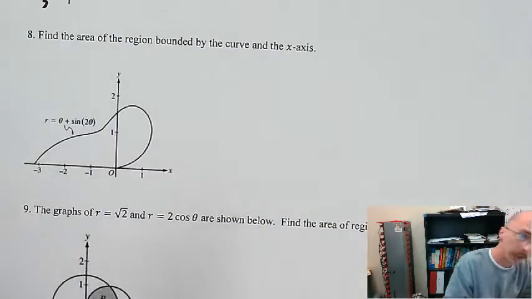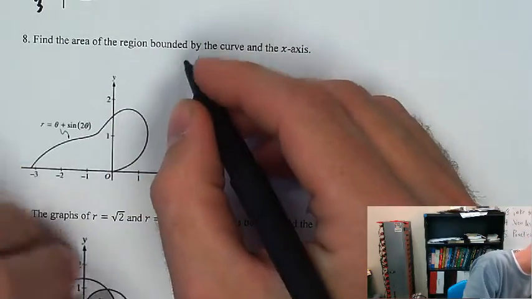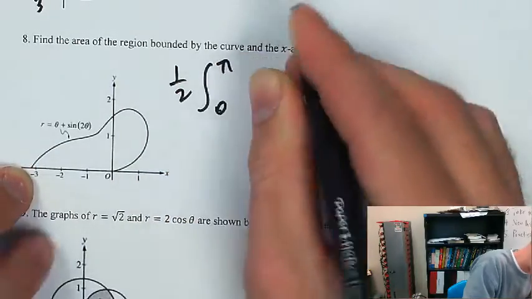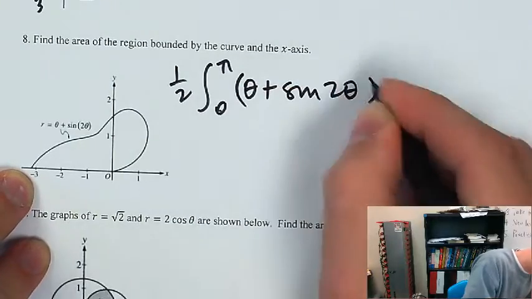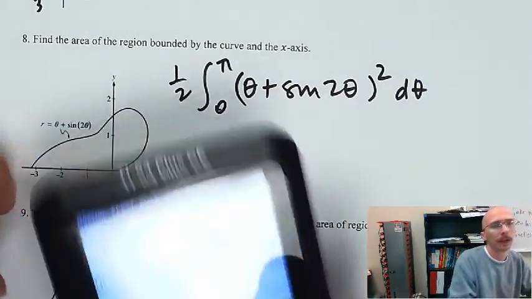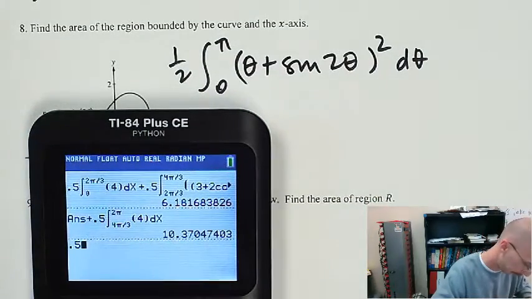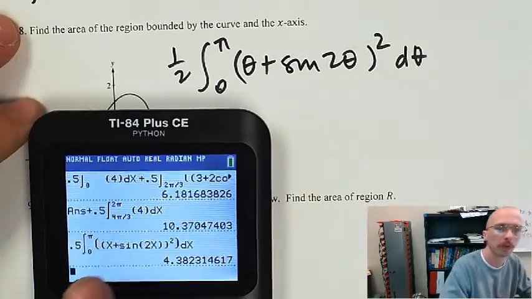Okay, find the area of the region bounded by the curve on the x-axis. We can do that. That's going to be, this is just 0 to pi, right? R squared d theta. Okay. Let's see. Four, 3, 8, 2.